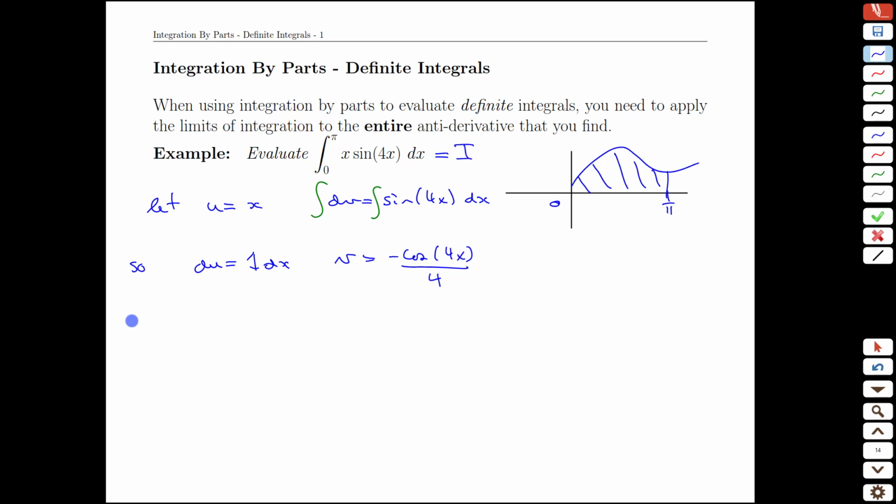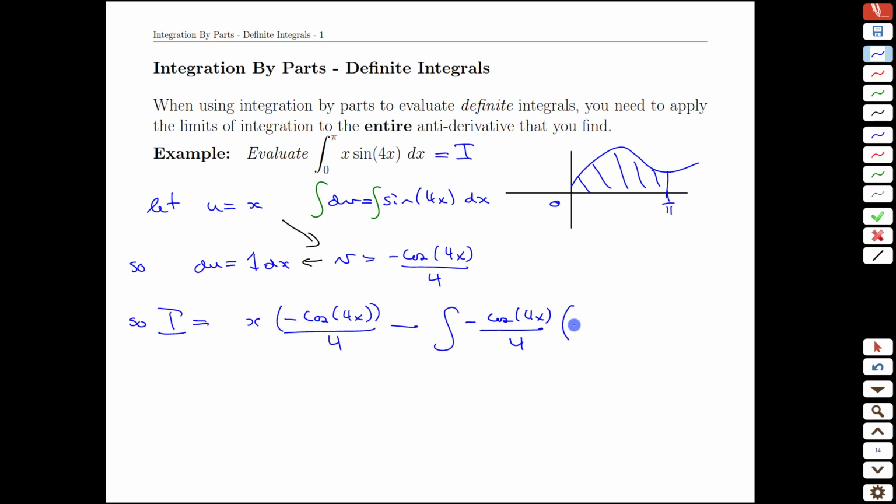Let's name this integral here I. Our integral is then replaceable by u times v, so x times negative cos of 4x all over 4, minus the integral of v du, the second arrow, so negative cos of 4x all over 4 times dx. And we have the integral from 0 to pi. Because the integral is still with respect to x, we're still integrating from 0 to pi.